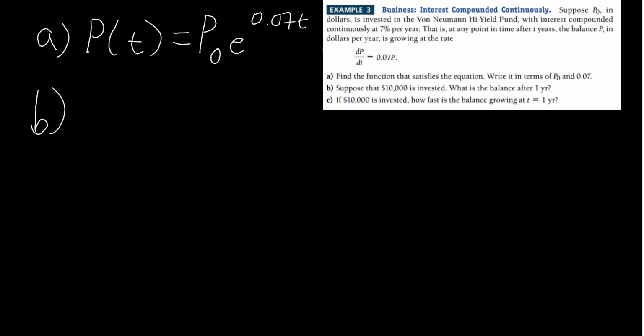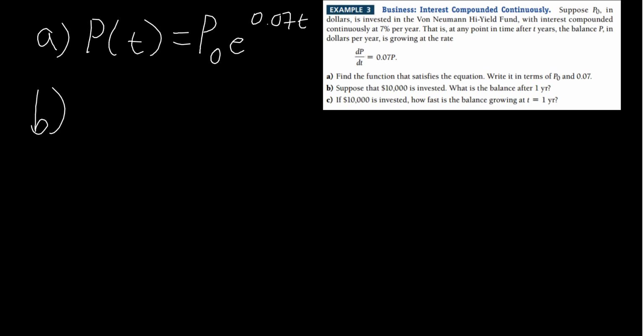B is just going to go back to college algebra. It reads, suppose that $10,000 is invested. What is the balance after 1 year? Okay, so we're told that $10,000 is invested, so we're going to put that in place of our P naught, because going back up here, it says suppose P naught in dollars is invested. So we're going to put 10,000 for P naught, and it's asking what is the balance after 1 year, so the t is going to be 1.